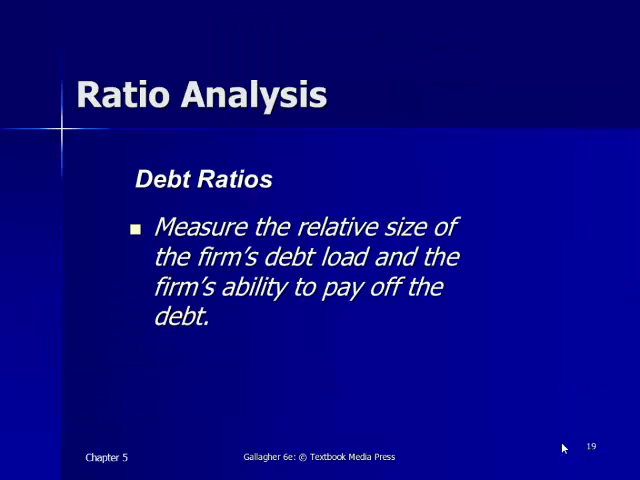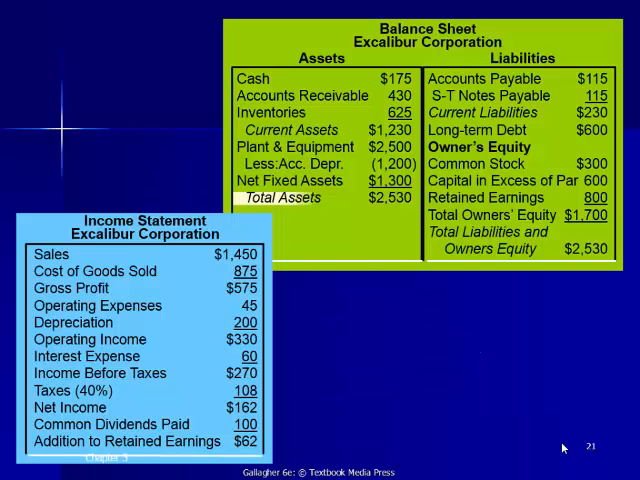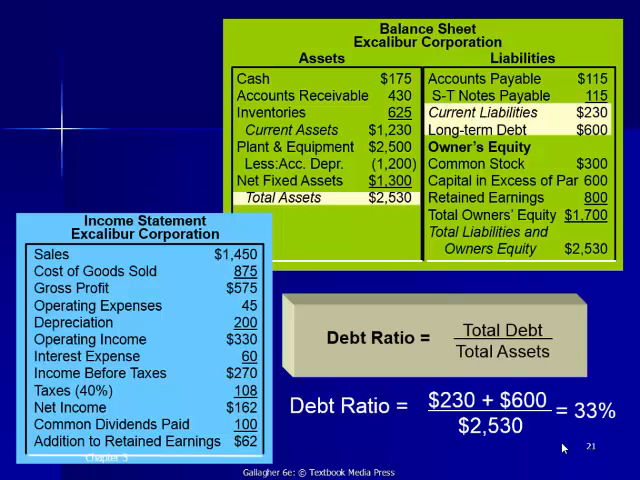Next, we move into the debt ratio category. So the debt ratio is simply your total debt. That would include your short-term and your long-term debt. Current liabilities are short-term debt. This firm is 33% debt financed. That tells us by definition that's the other 67%. That would get us up to 100% total. 67% must be equity financed.